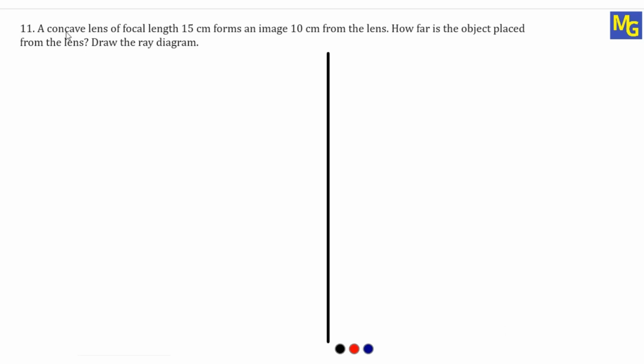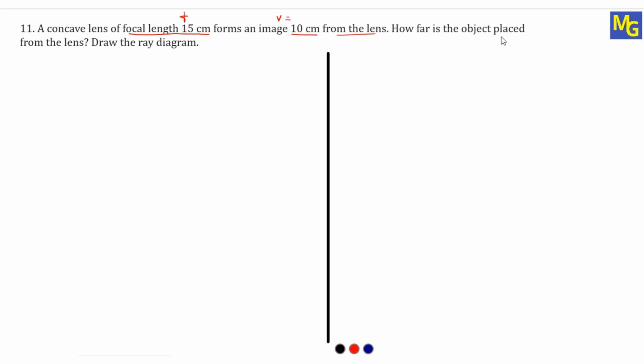So the question says a concave lens of focal length 15 centimeter. So focal length is given, 15 centimeter, forms an image 10 centimeter from the lens. So this is the image distance. Image distance is nothing but small v. So small v is given, that is 10 centimeter.